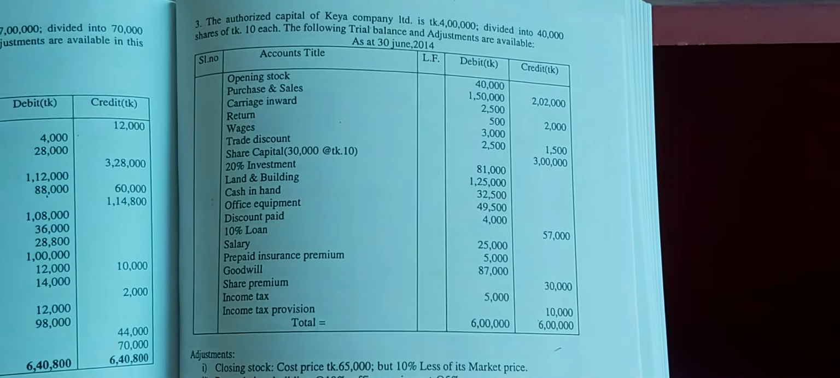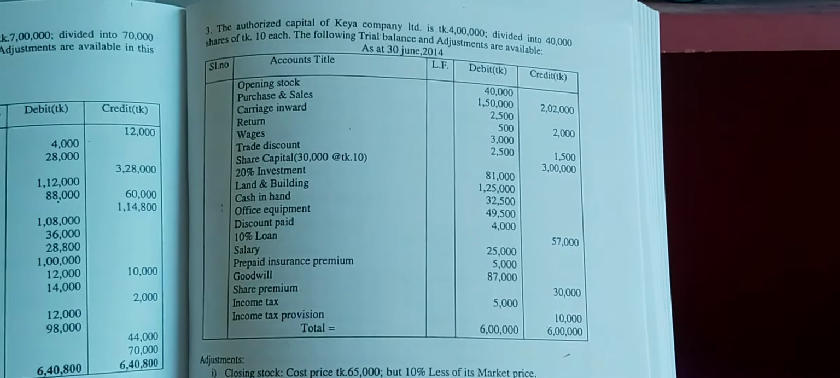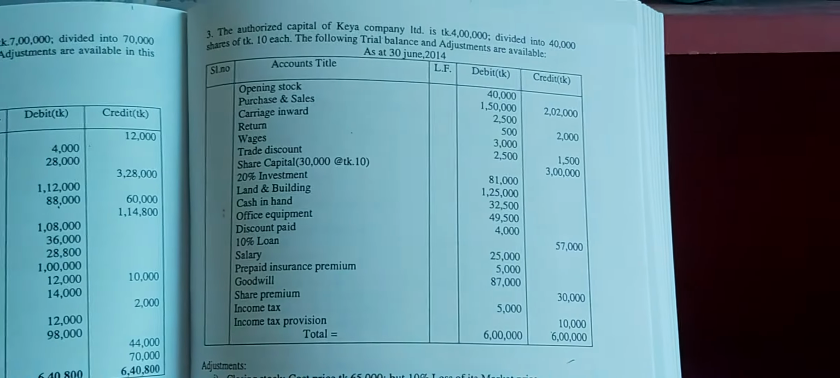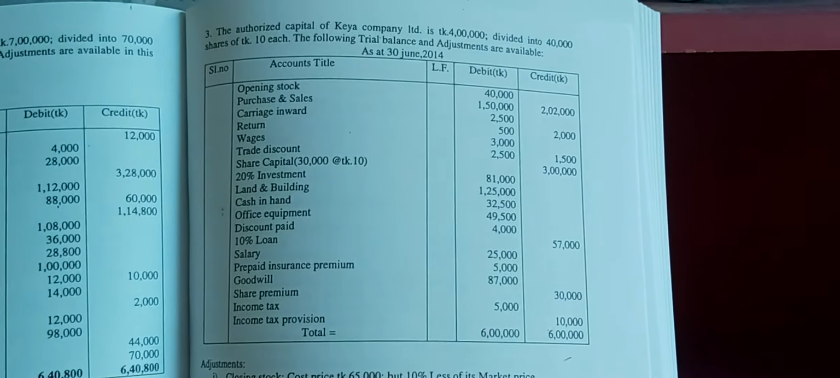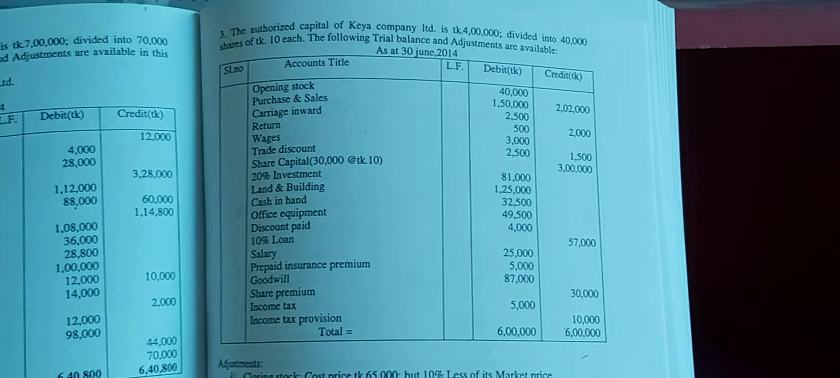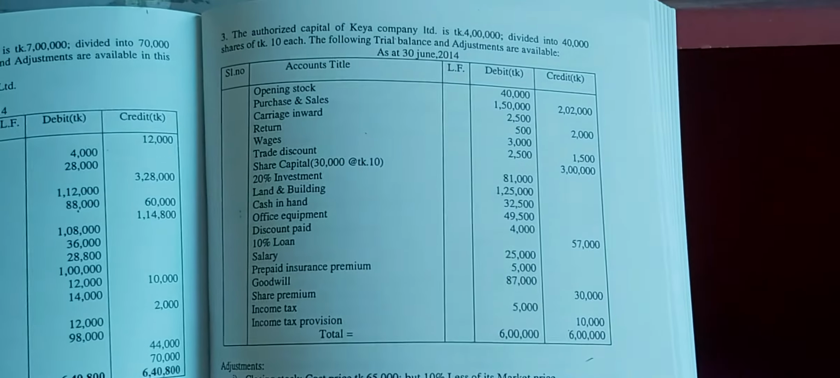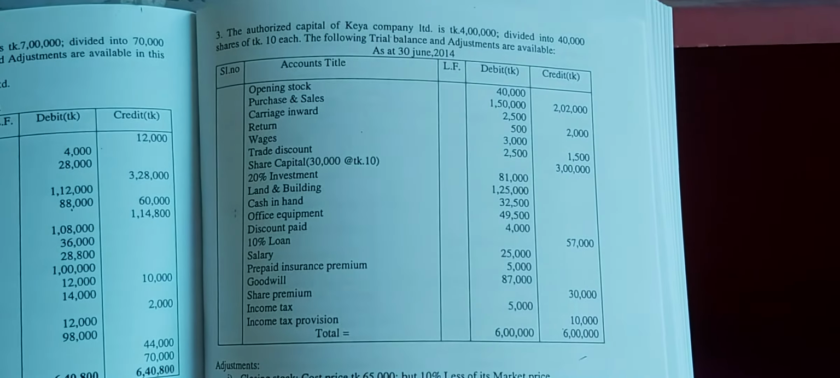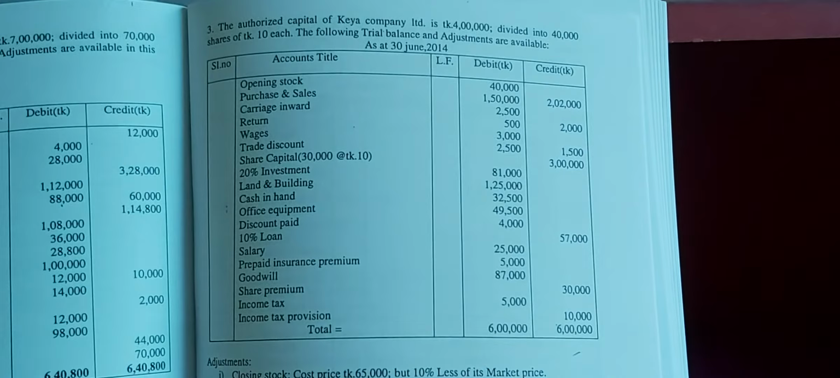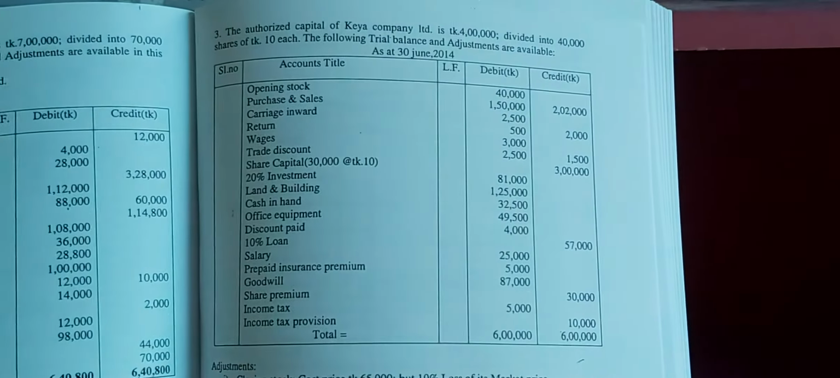Office equipment, one kind of fixed asset. Discount paid, one kind of expenditure, that is other expenses related to income statement. 10% loan, one kind of long-term liability. It is indicated as part of financial position. Salary, one kind of indirect or operating expenses, is related to income statement. Prepaid insurance premium is related to current assets. Goodwill, one kind of fixed asset.